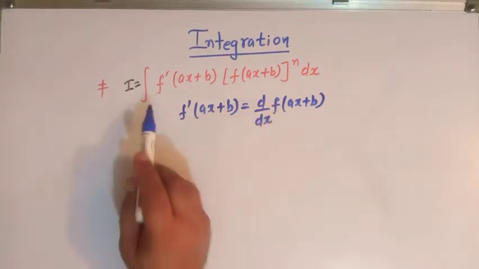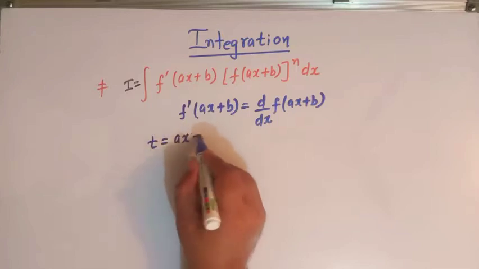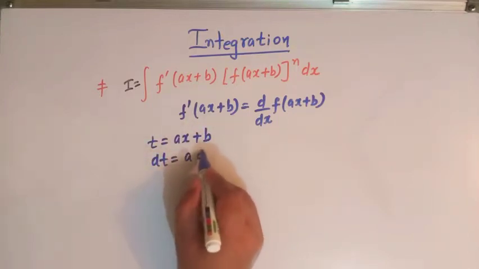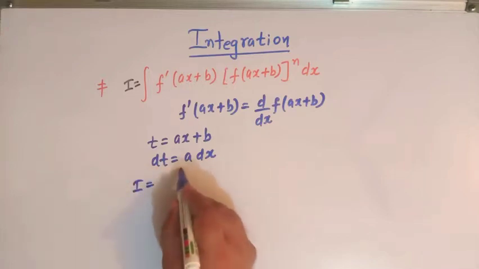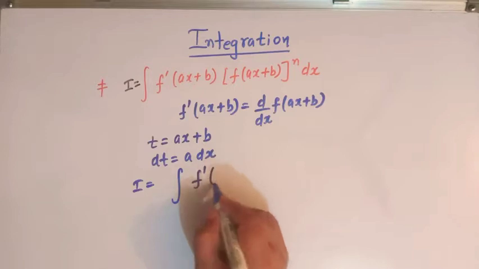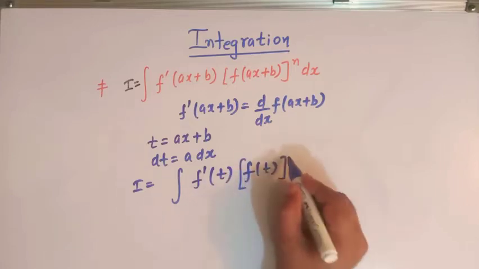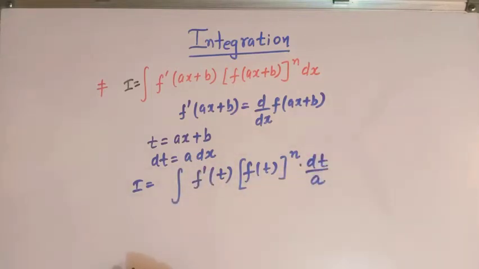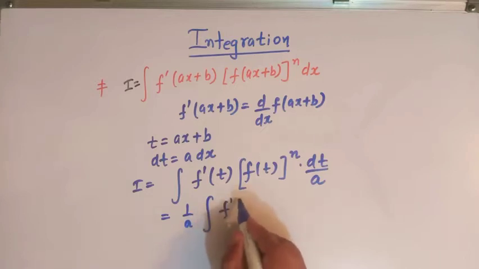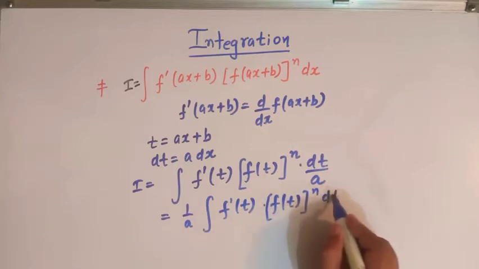Okay, now here if we substitute t is equal to ax plus b, then dt is equal to a dx, right? Because the derivative of b is 0, so therefore this integral I becomes f prime of t, and here we have f of t raised to n, and for dx we have dt divided by a, right? Okay, now this can be written as 1 over a integral f prime of t times f of t raised to n dt, right?